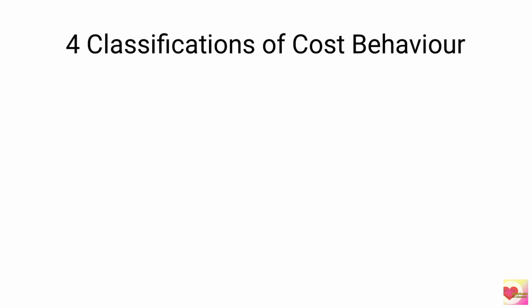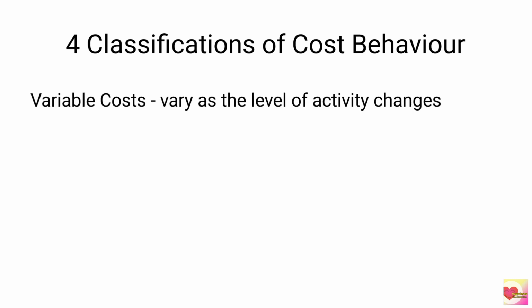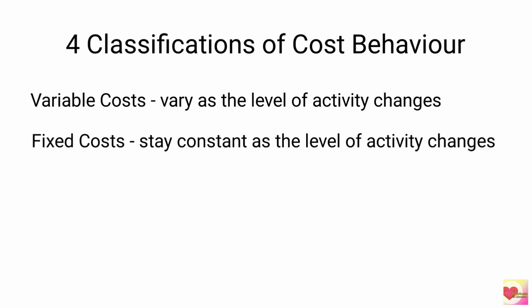This video is about principles of costing, and today we're going to talk about cost behavior. Cost behavior is classified into four types. First is variable costs. These are costs that vary as the level of activity changes. Next is the fixed cost. These are costs that stay constant as the level of activity changes.